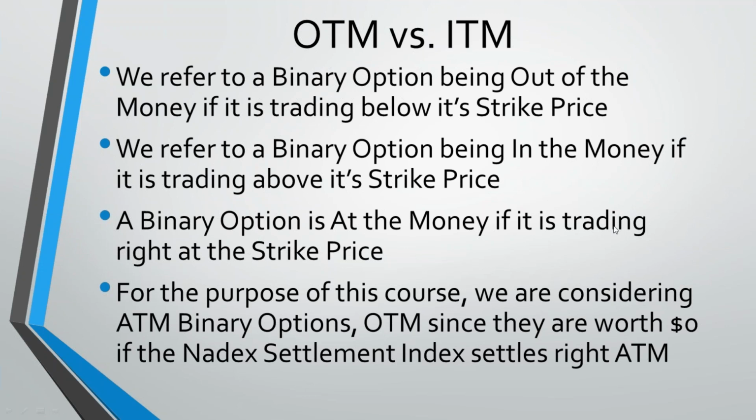Now, for the purpose of this course, we are considering at the money binary options out of the money, since they are worth 0 if the Nadex settlement index settles right at the money. This is a little bit different than traditional options. But for the purposes of this course, if it is at the money, it's out of the money, because at expiration of the option, it's worthless if the strike is exactly at the underlying price. So keep that in mind.